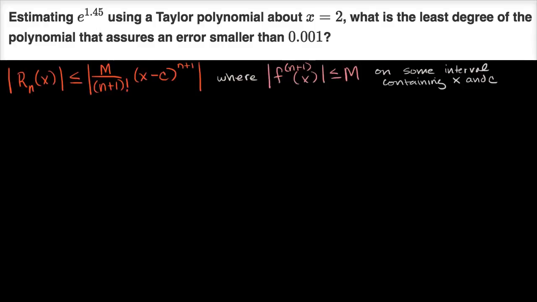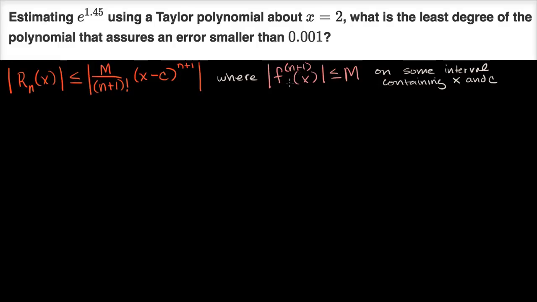And just as a reminder, this is a review of Taylor's remainder theorem, and it tells us that the absolute value of the remainder for the nth degree Taylor polynomial is going to be less than this business right over here. Now, n is the degree of our polynomial in question, so that's the n. The x is the x value at which we are calculating that error. In this case, it's going to be this 1.45. And c is where our Taylor polynomial is centered. But what about our m? Well, our m is an upper bound on the absolute value of the n plus 1th derivative of our function.